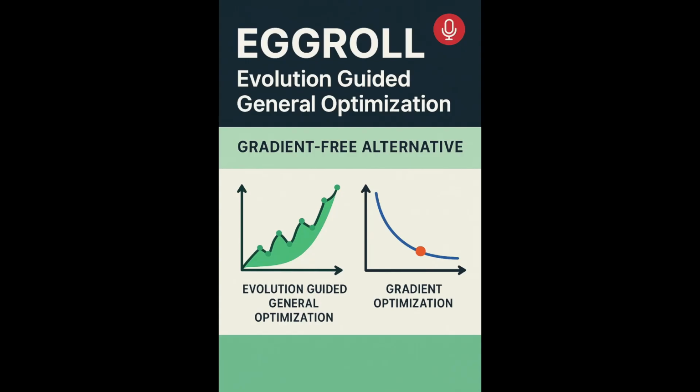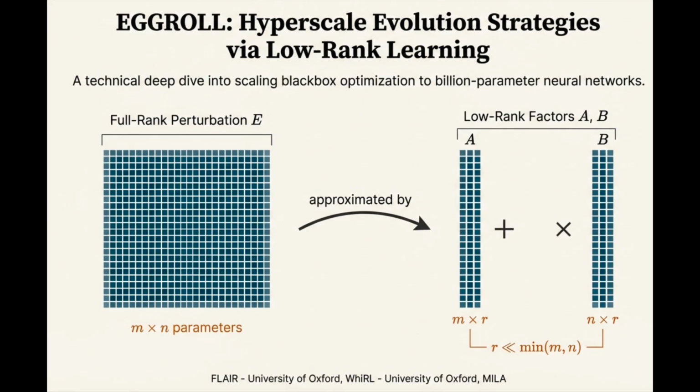Welcome back to the Deep Dive. Today, we are taking a monumental stack of research and analyzing what happens when you combine black box optimization with hyperscale architecture design. We're talking about evolution strategies, or ES. It's always been this kind of dark horse, an incredibly robust alternative to gradient descent, especially when you're dealing with noisy environments or objectives that aren't differentiable.